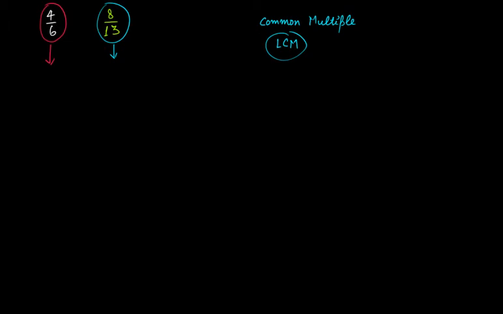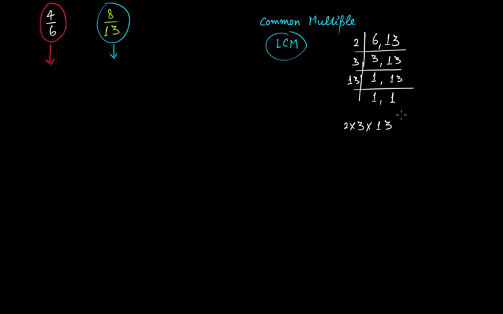So if I try to find the LCM of 6 and 13, this is 6 and this is 13. So this is 2, 3, 13. This is 3, 1 and 13. And then this is 1. So the LCM will be 2 times 3 times 13. 2 times 3 is 6. 6 times 13 is what? 78. So the LCM is 78.